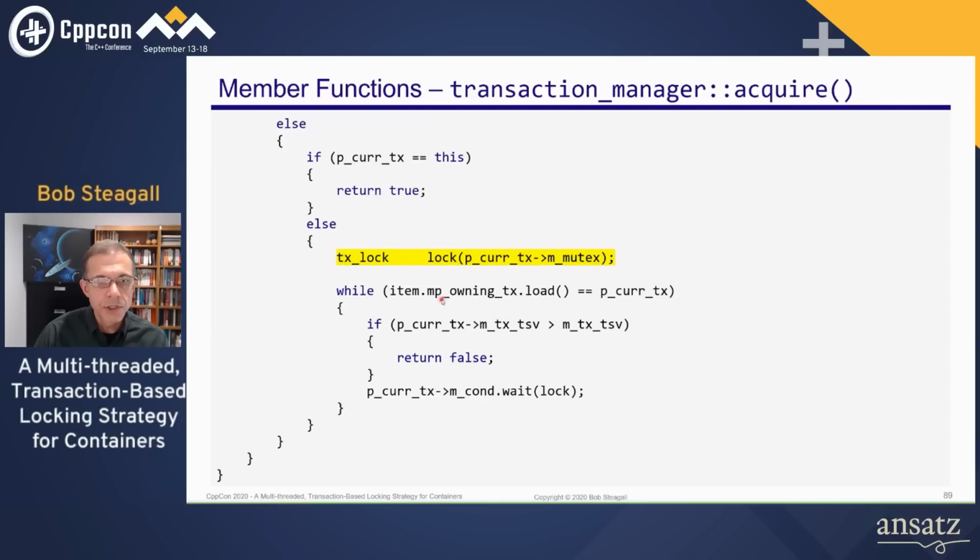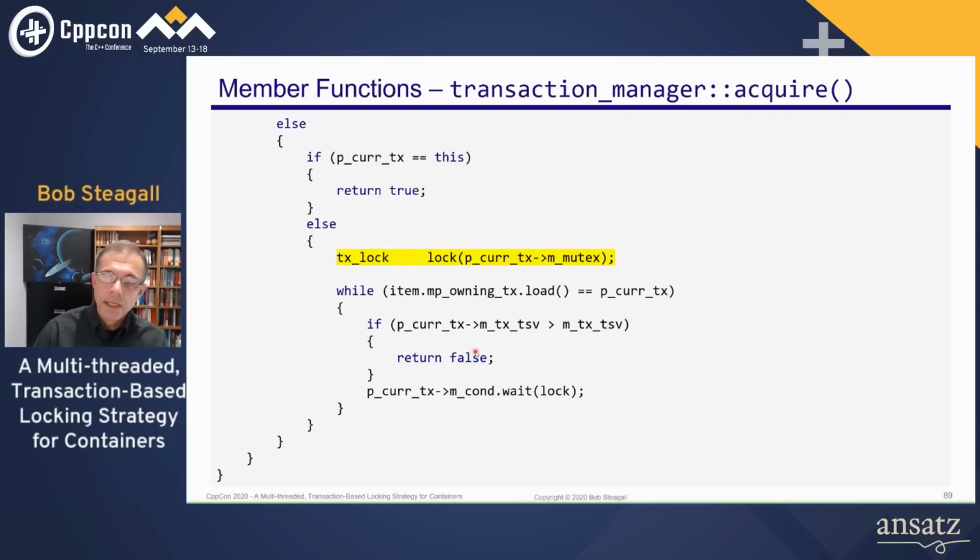So I know what the item is. It was an argument to the function. I'm going to lock that other transaction manager. I'm going to see if that transaction manager still owns that item. It could be between the time I did this comparison and the time I got here that the other transaction released that lockable item. So I'm going to check to make sure that he still owns it. If he does still own it, I'm going to look at the timestamp value. And if he was a younger transaction than me, then I'm going to return false because a younger transaction is updated and I have to try again.